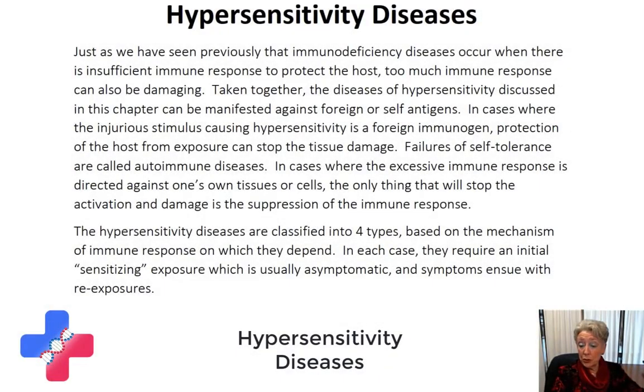So in our last two sessions, we have talked about cases where the patient has too little immune response, either by virtue of a genetic inherited disorder or by virtue of an acquired disorder such as HIV/AIDS. Now we're ready to look at the opposite side of the coin. What happens when a patient has too much of an immune response?